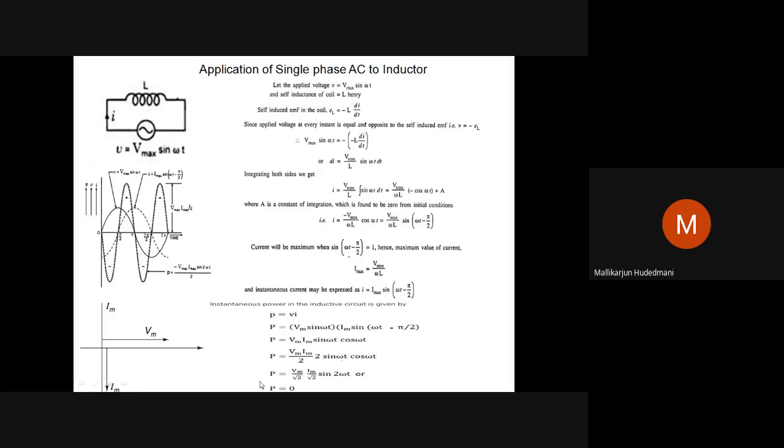That's what you can see in the final equation: P equal to Vm by root 2, Im by root 2, sine 2 omega t. Sine 2 omega t shows the power wave is progressing at twice the rate of the input wave. What is the input wave here? Vm sin omega t is progressing at, suppose, 50 hertz. This is progressing at 100 hertz. That is the meaning of 2 omega t. If the input wave makes one cycle in 2 pi, the power wave makes 2 cycles within the same period of observation. So you will find 2 positive halves, 2 negative halves, equal in dimension, and the average power is 0.